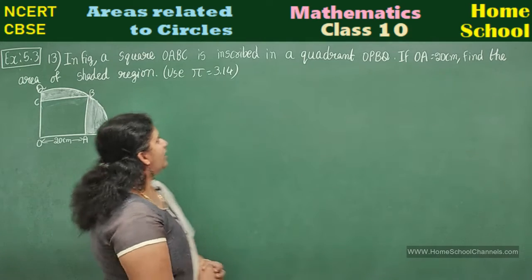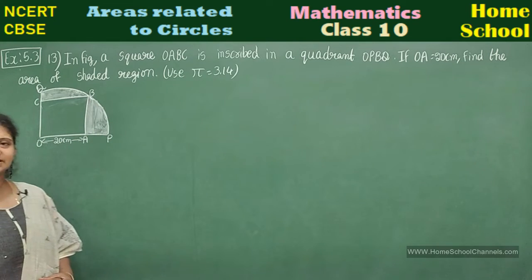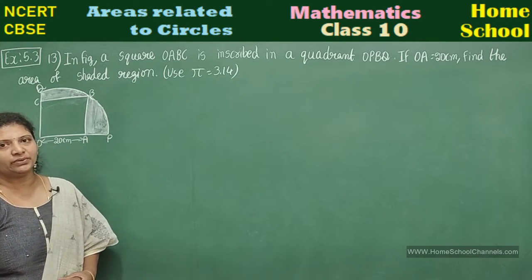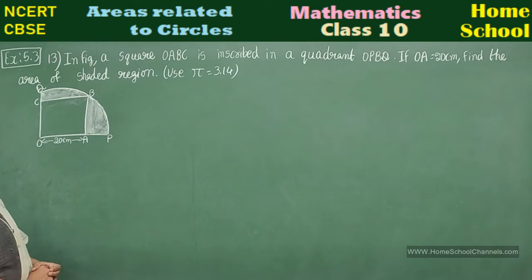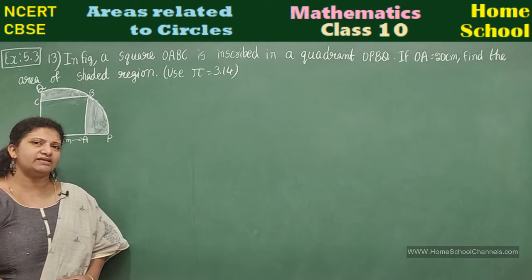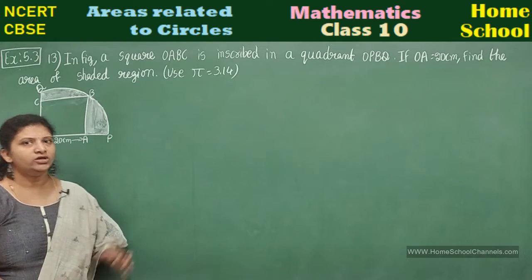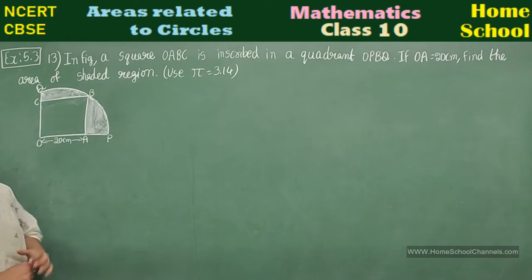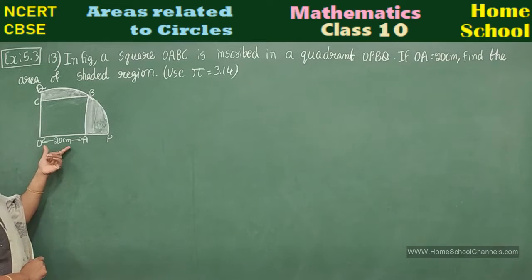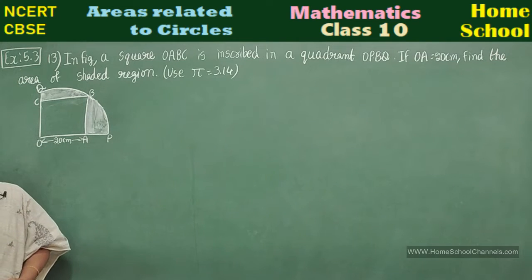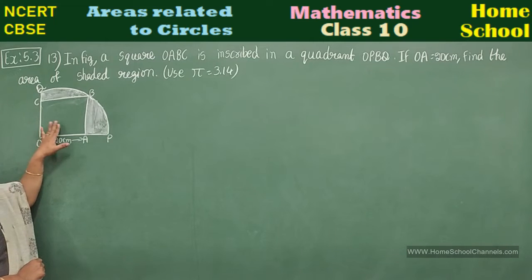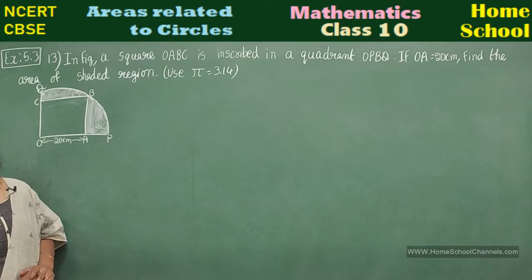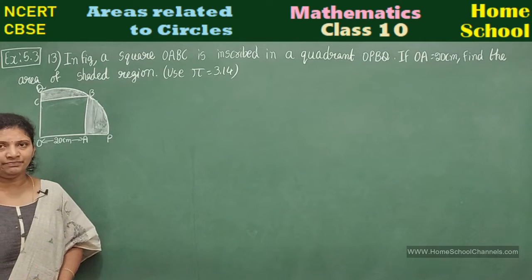In the figure, a square OABC is inscribed in a quadrant OPBQ. If OA is equal to 20 centimeters, find the area of the shaded region. Use pi is equal to 3.14. So observe the figure carefully. OABC is a square. OA is equal to 20 centimeters, given. And a square is inscribed in a quadrant. Find the area of the shaded region is the problem.